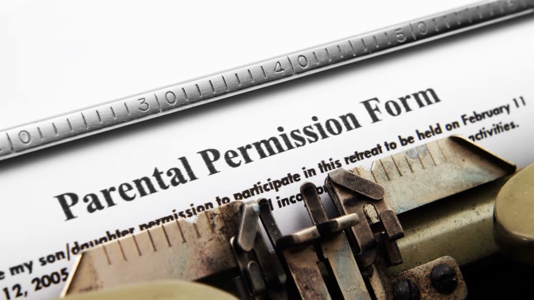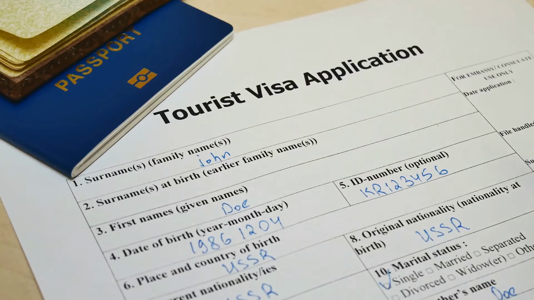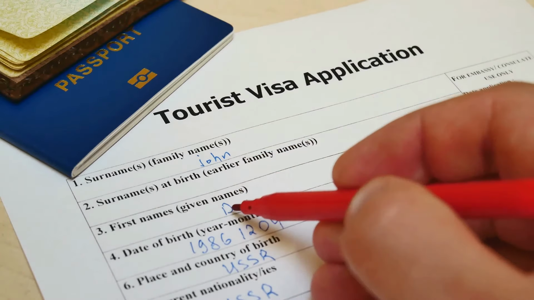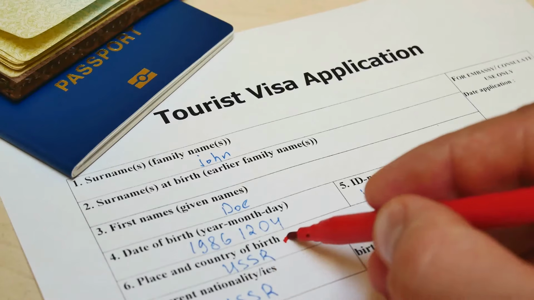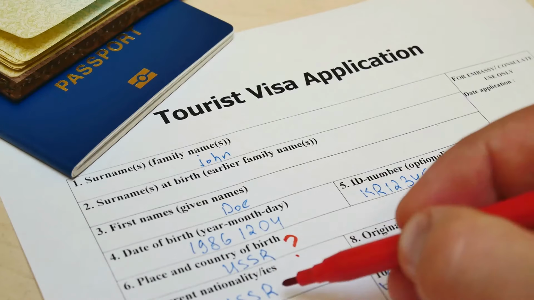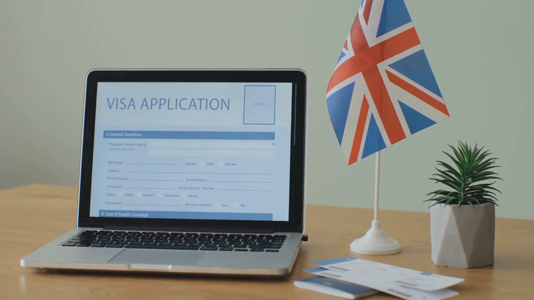For anyone under 18, there's an additional requirement. They must have consent from a parent or guardian. This needs to be in writing, and it's required whether the minor is traveling alone or with others. Once you have your documents, it's time to fill out the application form.